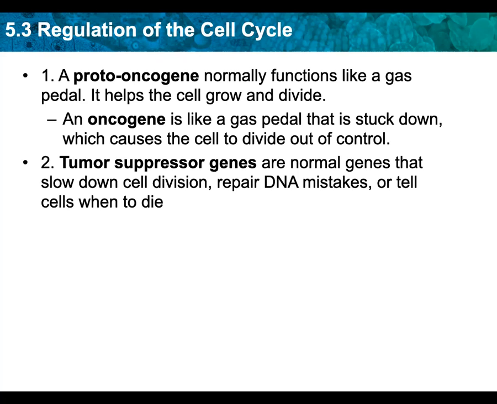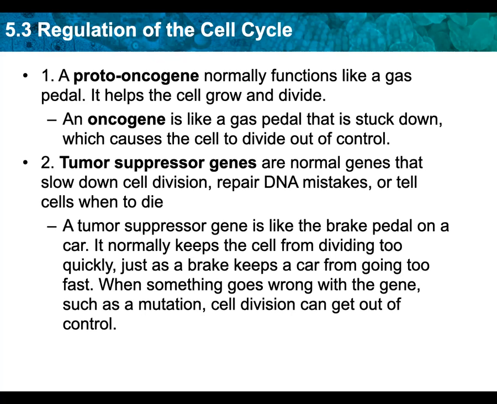Another kind of gene does the opposite. It acts like a brake pedal, where it stops a cell from growing. Tumor suppressor genes are normal genes that slow down cell division. They repair DNA mistakes, and they tell the cells when to die. Cells are programmed to die at different times, and they tell the cell when it's too old, when it's worn down, when the cell should die. So it's like a brake pedal in the car, where it tells the cell to stop dividing. But when something goes wrong with the gene, then cell division has no brakes. It has no way to stop. It grows out of control and becomes cancer.